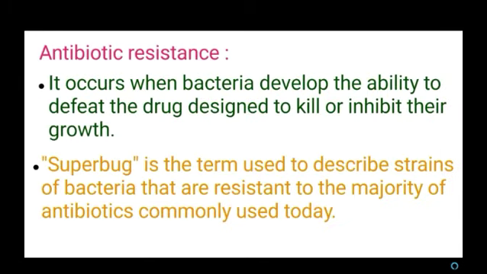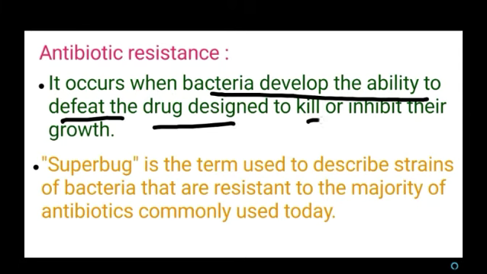Next we are going to see about antibiotic resistance. What do we mean by antibiotic resistance? Usually it occurs when bacteria develop the ability to defeat the drug designed to kill or inhibit their growth. That condition is called antibiotic resistance.